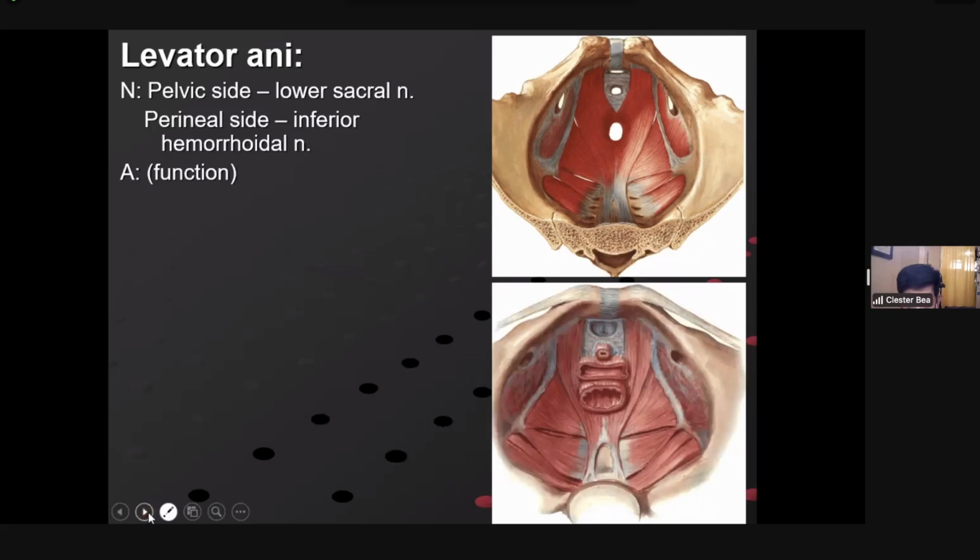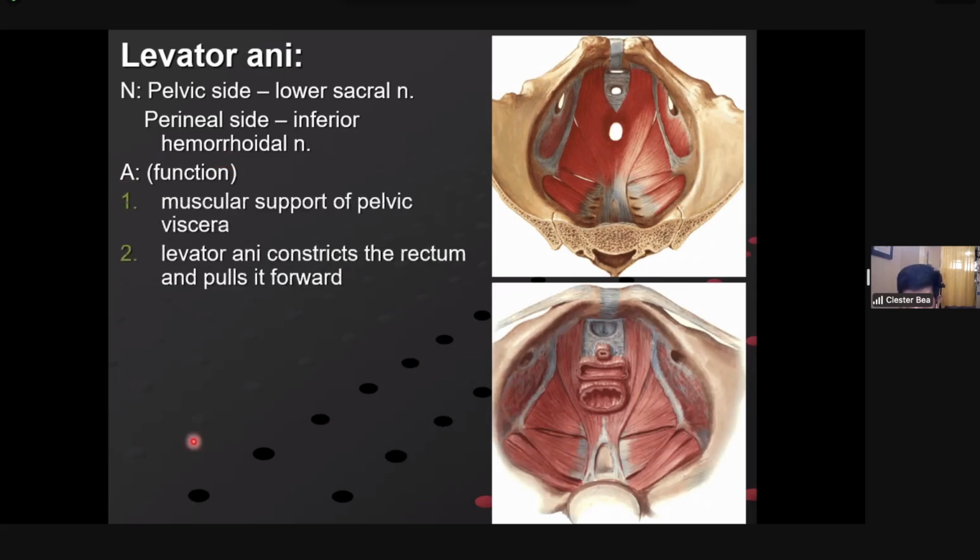Moving on, the levator ani muscle is innervated by your lower sacral nerve and the inferior hemorrhoidal nerve. Function of this levator ani muscle: muscular support for the pelvic organs. Remember, in the pelvic cavity, you have the urinary bladder, the uterus, the rectum.